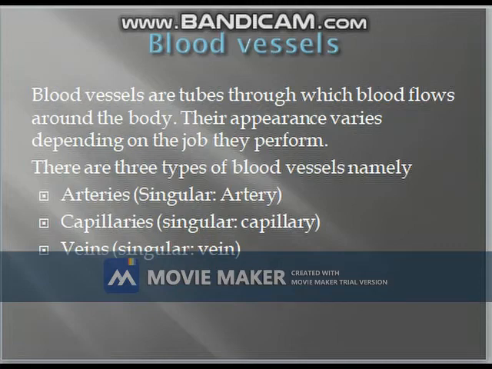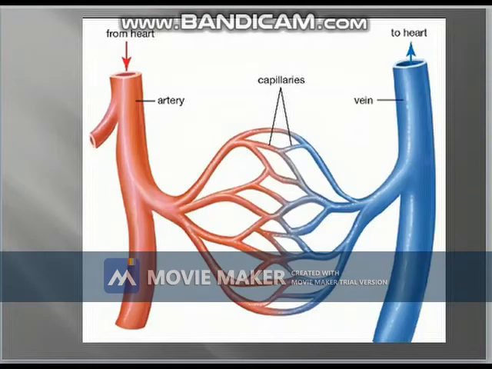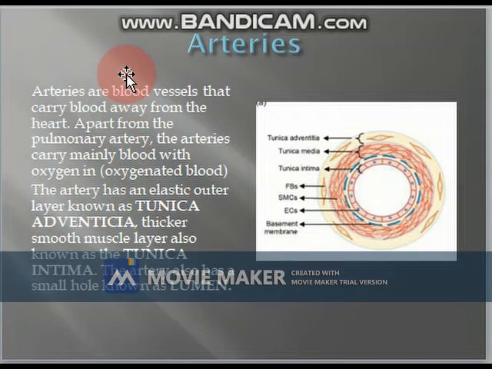Now, the picture here depicts the three forms of blood vessels connected to each other. So the red color indicates blood moving through an artery. The blue color depicts blood moving through a vein. And then the middle part indicates the connection between the arteries and the veins. So we're going to delve further into this particular picture.